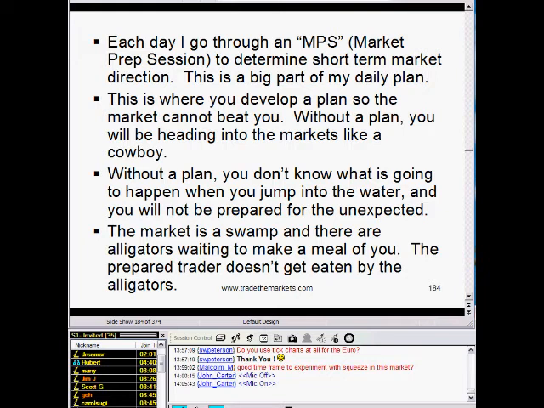This routine will get you into a mindset where you can start anticipating what the market's going to do. You really have to think of it this way: the market is just a swamp. There's going to be alligators out there waiting to make a meal of you. Long story short, the prepared trader does not get eaten by alligators. It's the guys who just go in there and start buying and selling, what I call the green bar buy, red bar sell syndrome. Those are the guys that get chewed up and spit out on a regular basis every single day.